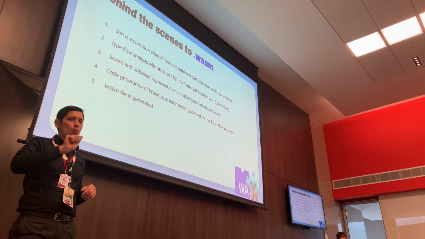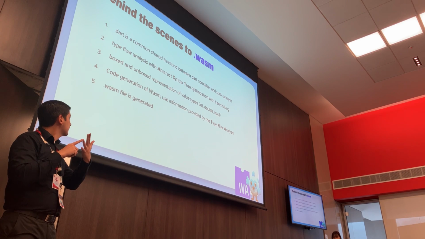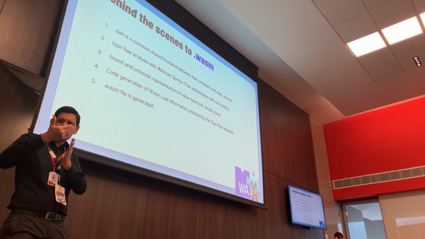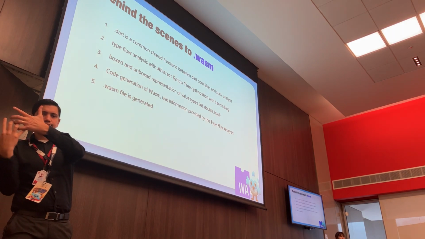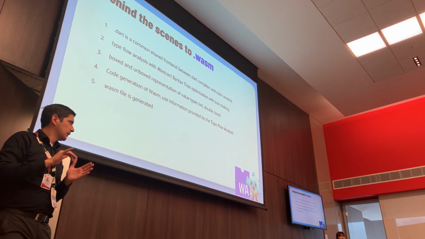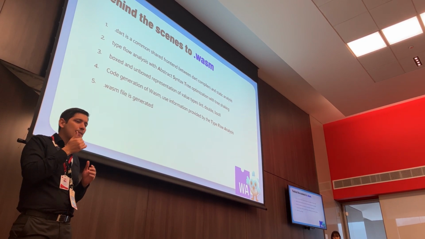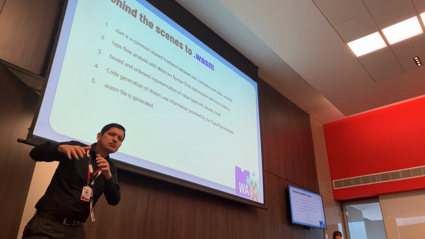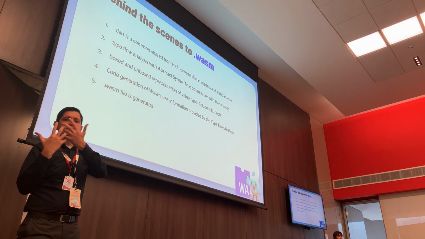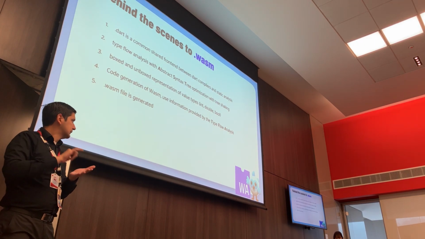And then it goes into the fourth step, which is the code gen of Wasm. And they use information provided by the previous step to generate the Wasm file. And in the end, the Wasm file is generated. Although there are probably more smart things that happen behind these steps, this is a high level view of what happens at the compilation level. How do you convert a Dart file into a Wasm file?